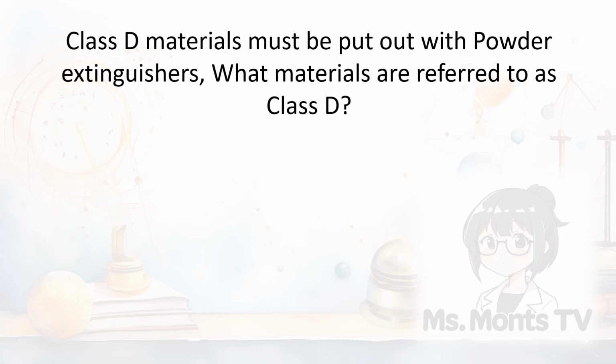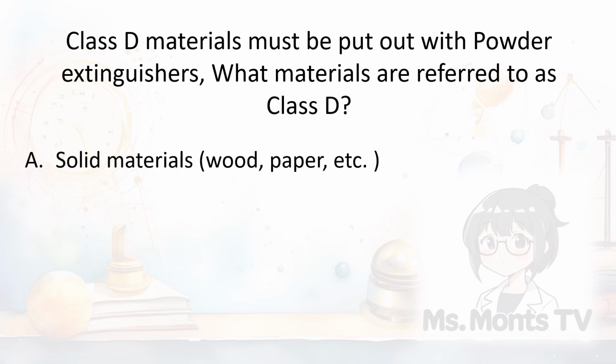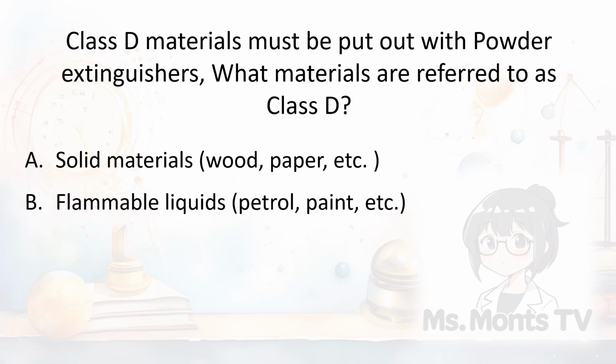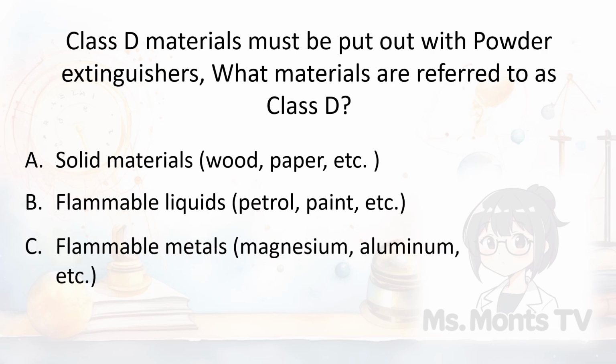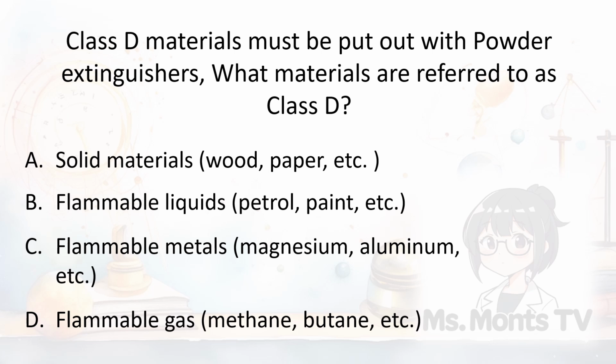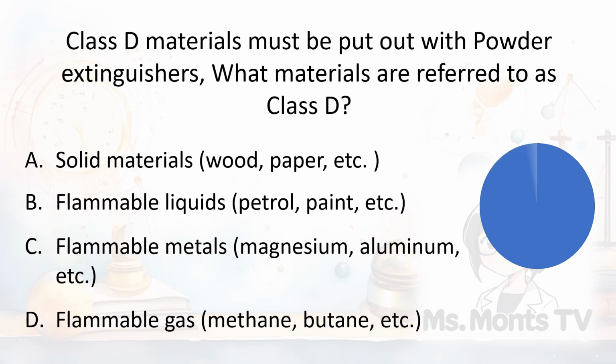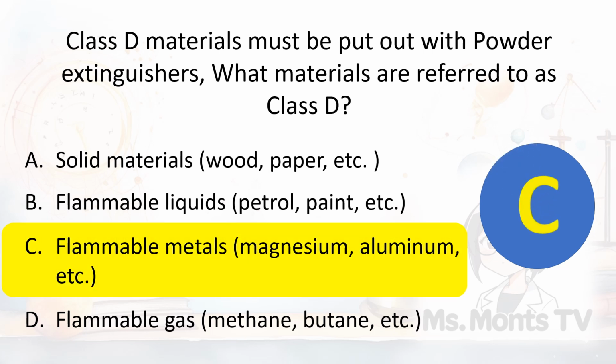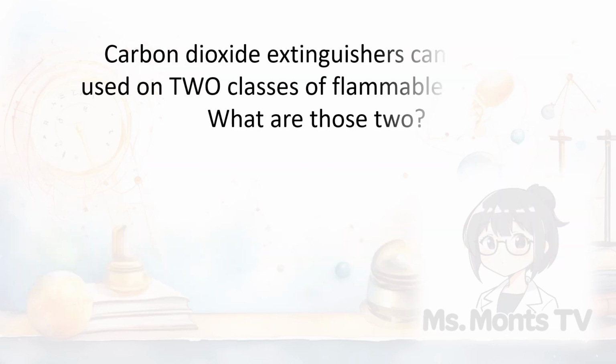What materials are referred to as Class D? Solid materials like wood and paper, flammable liquids like petrol and paint, flammable metals like magnesium and aluminum, or flammable gas like methane. Letter C. Flammable metals like magnesium and aluminum.